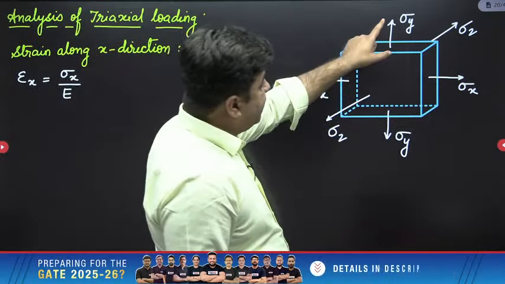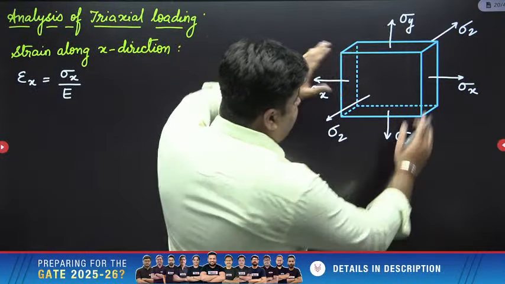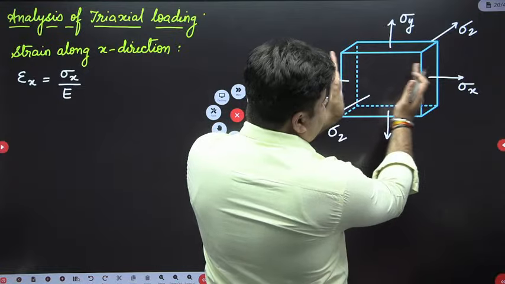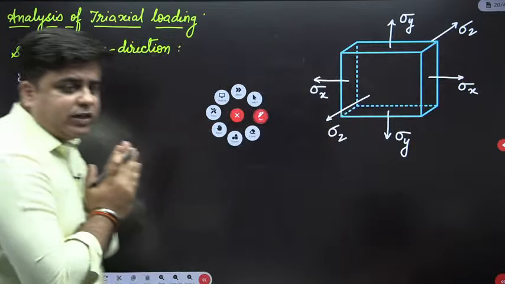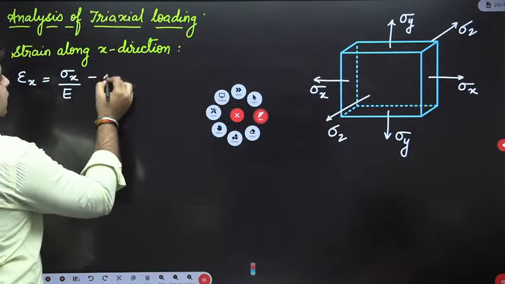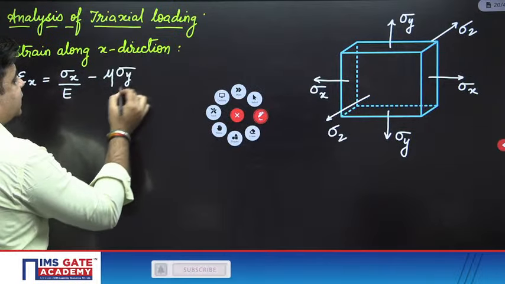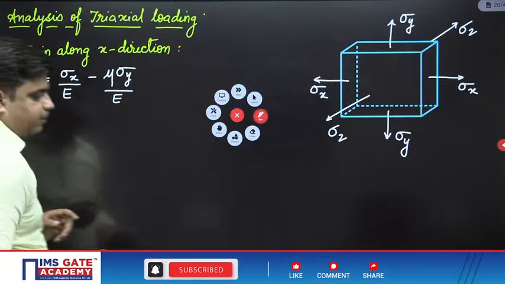But the Poisson's effect of this sigma Y will try to contract the length of the member along X direction. So I will write down minus Poisson's effect of sigma Y, so minus mu times of sigma Y by E.